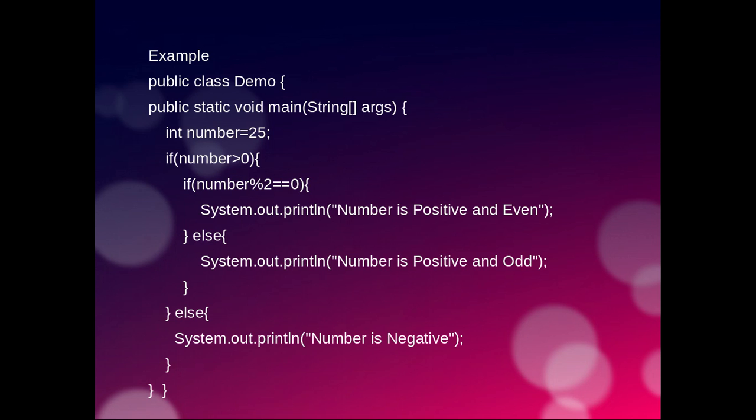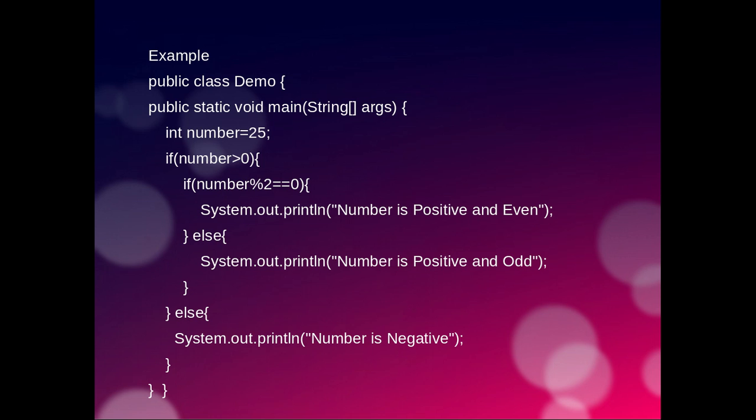Now let's discuss this simple example demo with the main method. Here we use the variable number equal to 25 and we want to check whether this number is positive or negative, as well as whether it is an even number or odd number. So if the number is greater than 0, then it will check for another condition.